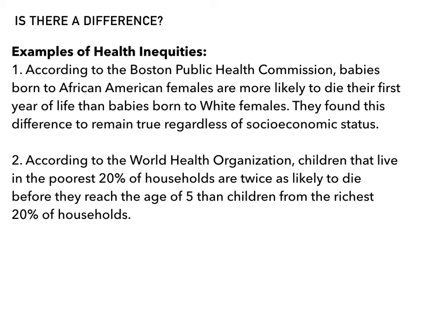The World Health Organization stated that children that live in the poorest 20% of households are twice as likely to die before they reach the age of 5 than those in the richest 20% of households. They believe this is due just to lack of access due to their socioeconomic status, but this could be avoidable if all people were able to attain the highest level of healthcare treatment.